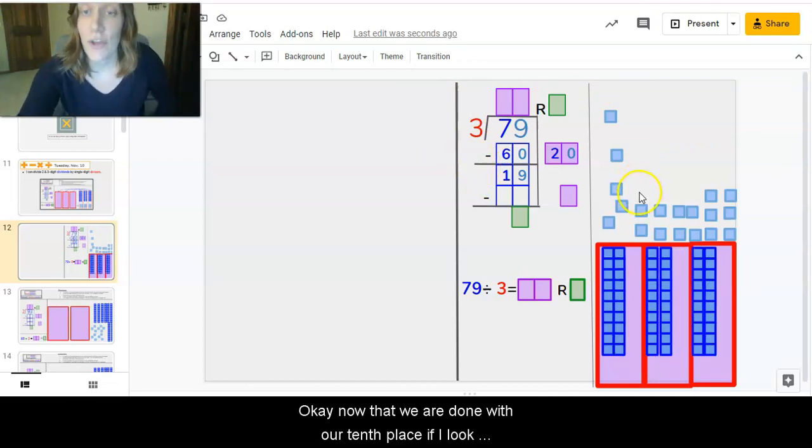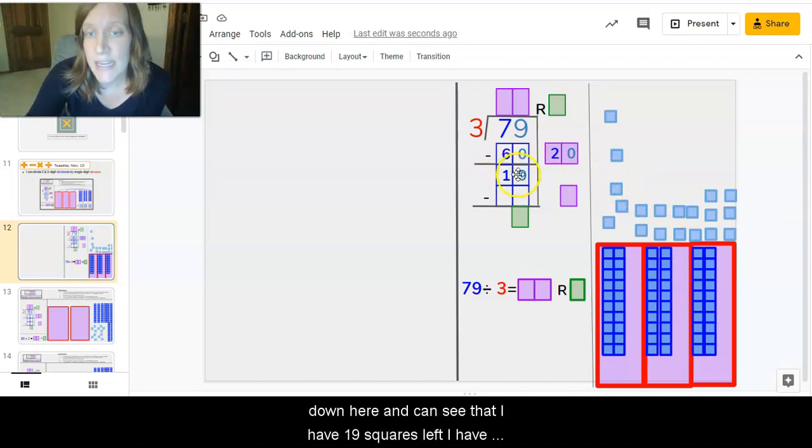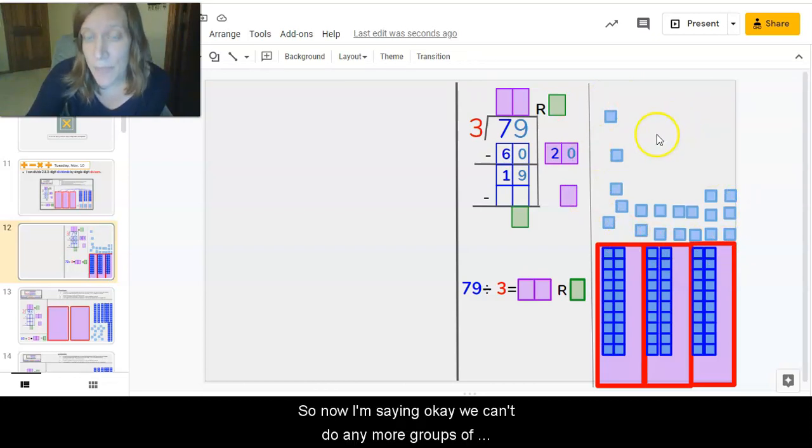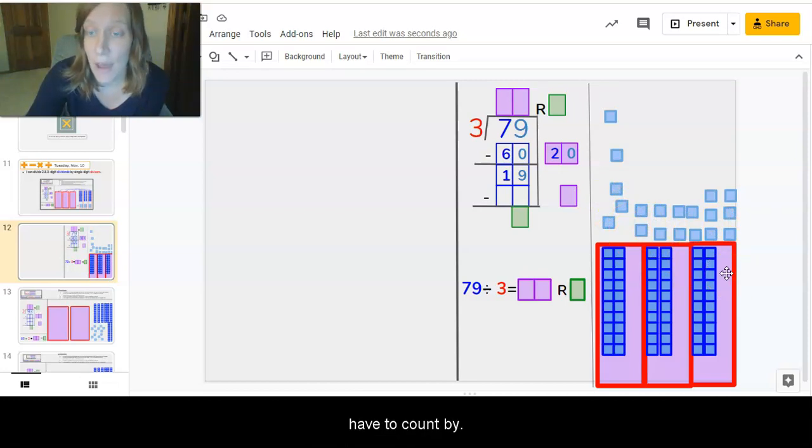Okay, now that we are done with our tens place, if I look down here, I can see that I have 19 squares left. I have 19 left in my dividend. So look over here, I should have 19 squares. So now I'm saying, okay, we can't do any more groups of 10 because 19 is smaller than 30, and I would need 30 to put another group of 10 in each box. So now I'm going to have to count by ones because we are in our ones place.